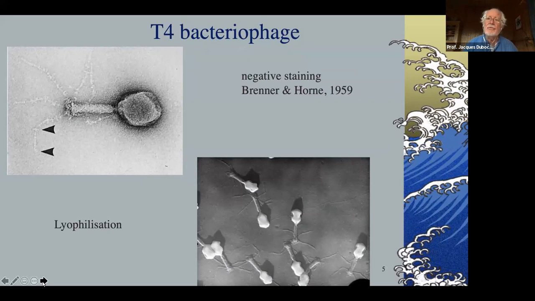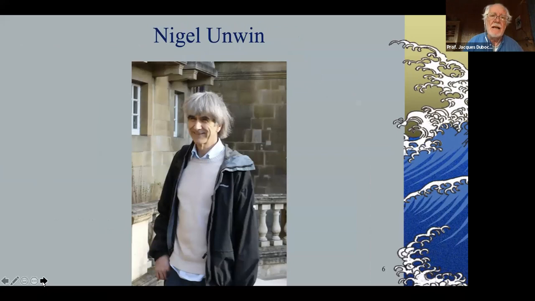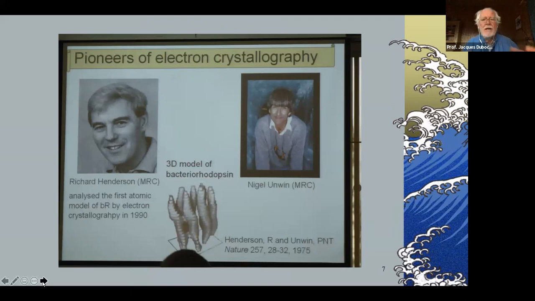At that time, it was a long time ago, my hero was Nigel Unwin, and he thought that this heavy metal salt to keep living matter, biological matter healthy is certainly not a good idea. He should embed the material into sugar. And with that, he joined forces with another person, Richard Henderson, and together they got the first molecular structure of a molecule, the bacterial rhodopsin. This was 1975, and I was very, very impressed by those two persons.